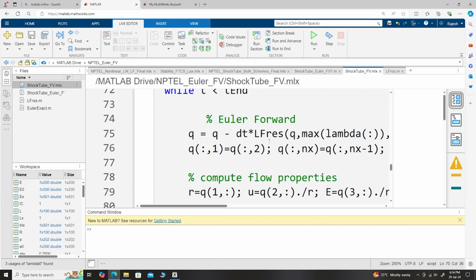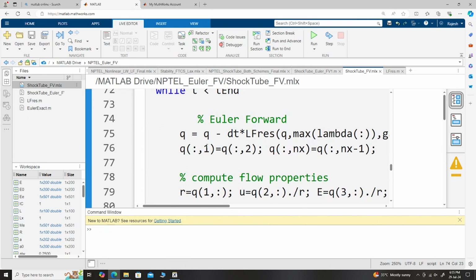Now, go to the solver loop. So, now this is where we calculate the residue. This is Lax-Friedrichs residue. Let us look at that code. Okay. So, what we are doing? We are using the Euler forward. Okay.